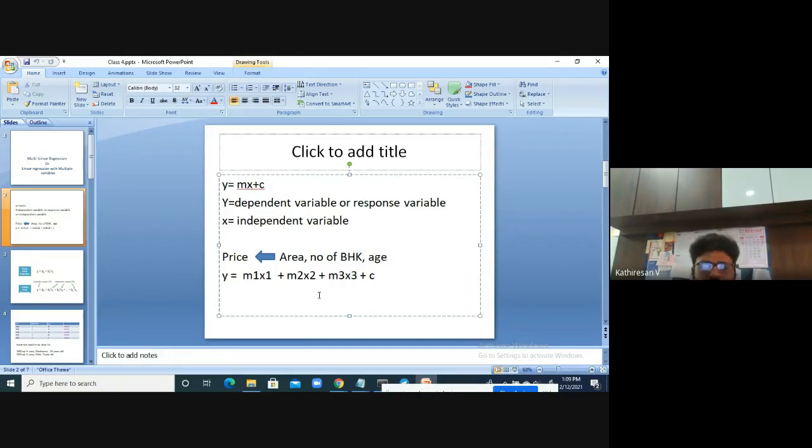One is area, another is number of BHK, and another is age. So the price depends upon the age of the building, number of BHK, and area, that means square feet. In simple linear regression we were dealing with only area. In multilinear regression we are dealing with more than one variable, that is area, number of BHK, and age. These are called x1, x2 and x3. You can have up to xn.